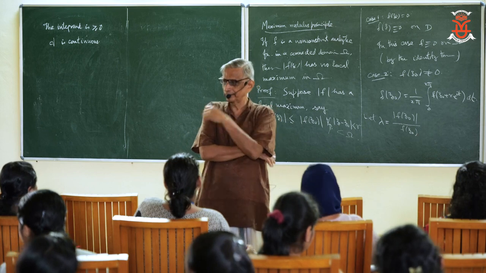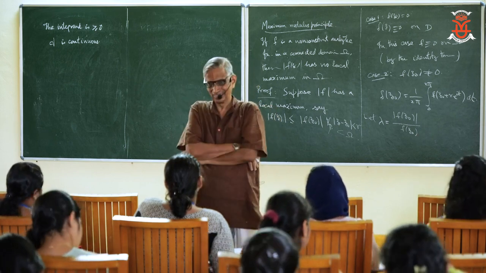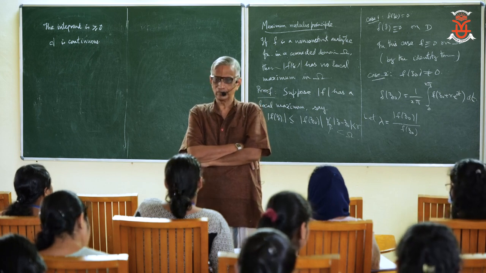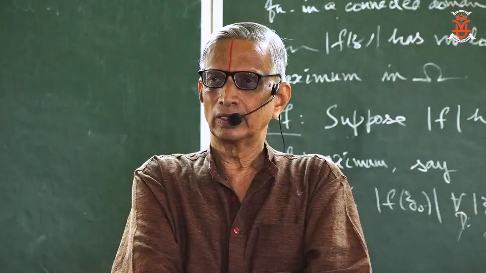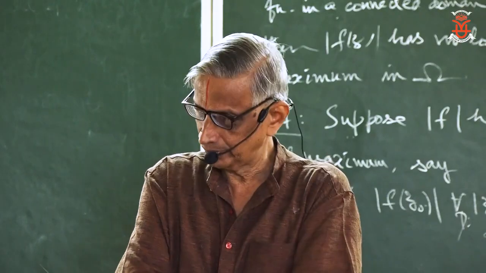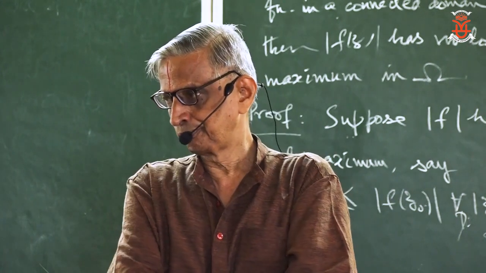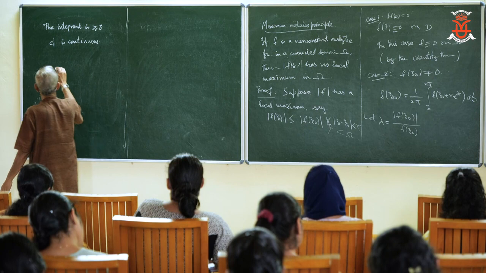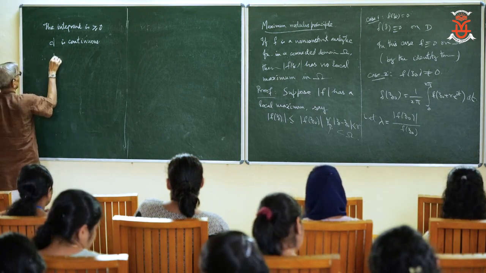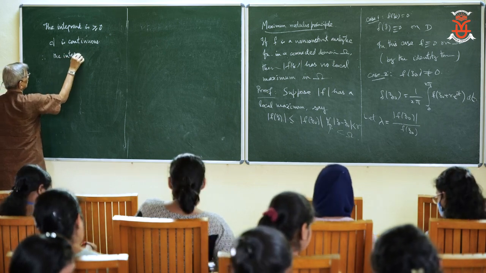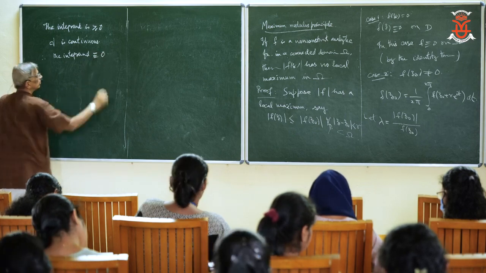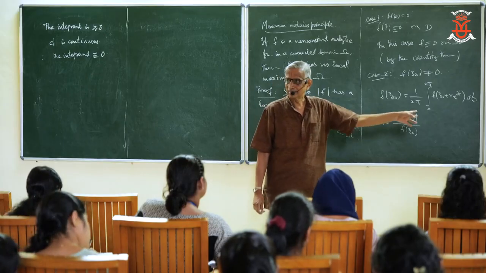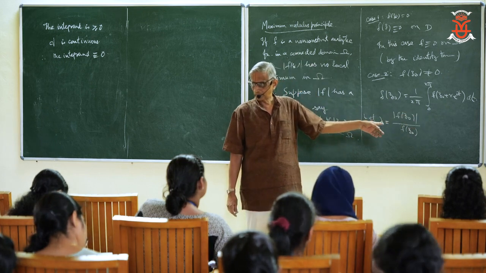So when is the integral of a non-negative continuous function zero? Ordinary Riemann integral. Integral of a non-negative function is always greater than or equal to zero. If f is greater than or equal to zero, integral f is greater than or equal to zero. When is it zero? If the function is continuous and the integral is zero, the function must be zero, right? Therefore, because the integral is zero, that's what we have here. So what is the conclusion from that? Real part of something is equal to mod f(z naught), right?